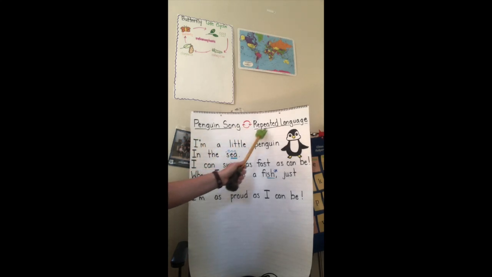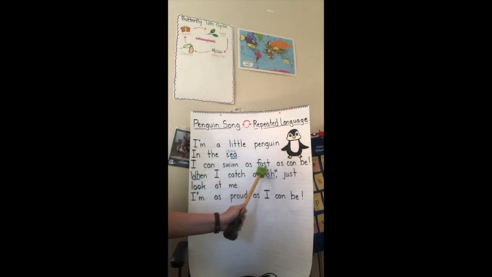Penguin Song, repeated language. I'm a little penguin in the sea. I can swim as fast as can be. When I catch a fish, just look at me. I'm as proud as I can be.